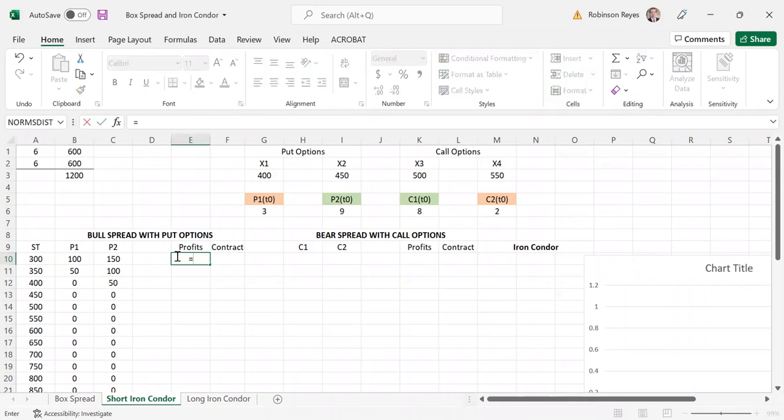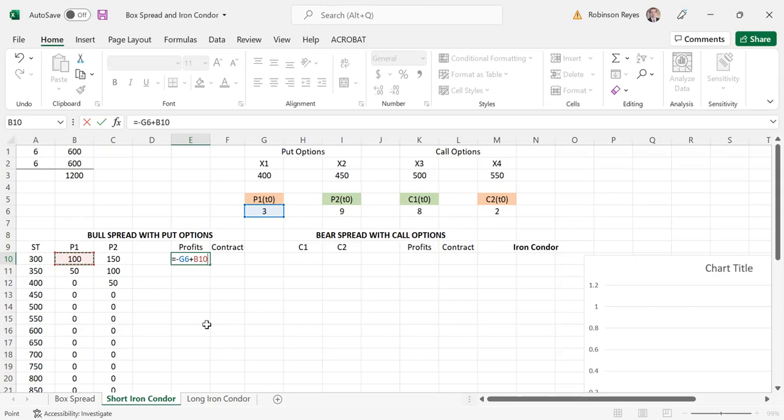Now let's calculate the profit. So let's think about this intuitively, right? If we're forming a bull spread with put options, once again, we first buy the low strike X1 put option, which has a premium of $3. Because we bought this low strike put option, now we are entitled, and I'm saying this intuitively, we are entitled to the intrinsic value of this put option.